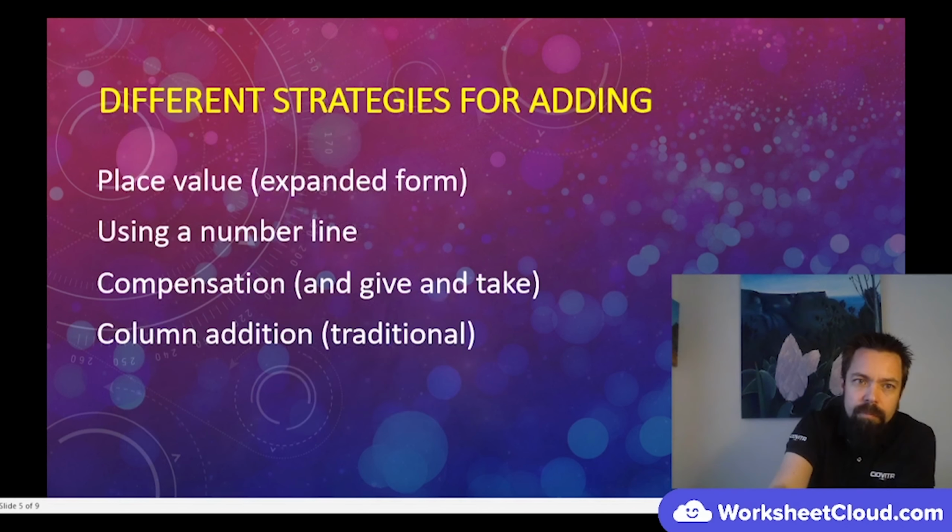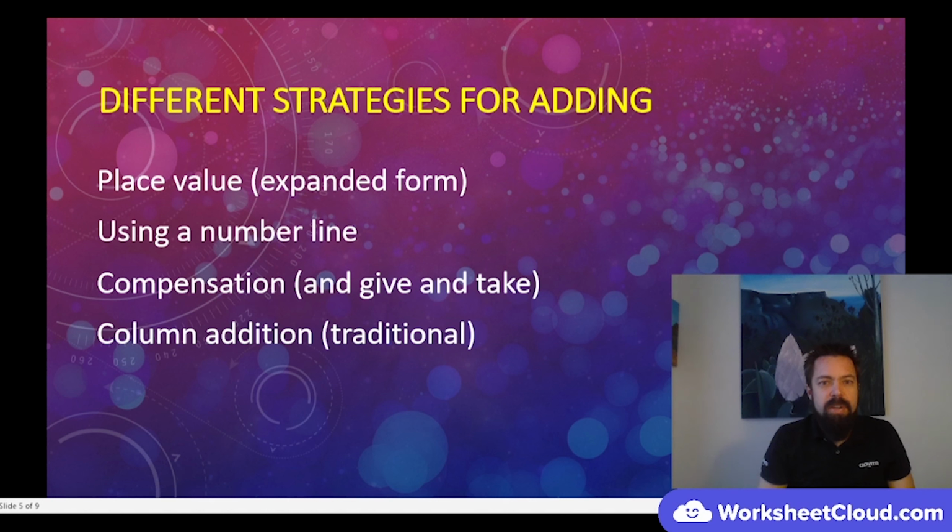Okay, we're going to look at 4 different strategies today. Expanded form or place value, using a number line, compensation, which is very similar to give and take. I'll look at both of them. You'll see why they're very similar. And then column addition, which is your normal thing. Sometimes teachers call it soldier sums. We line everything up and then you work it out. So all of those are good.